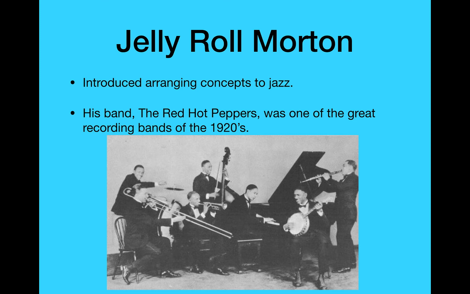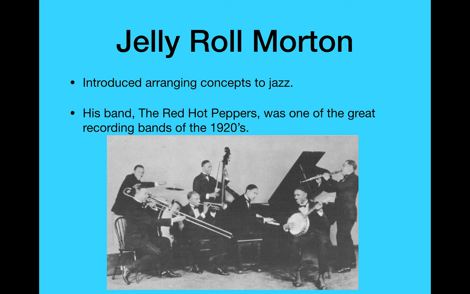Jelly Roll Morton introduced arranging concepts to jazz. Well, what does that mean? In the 1920s, he put together a band called the Red Hot Peppers. It was one of the great jazz bands of the 1920s, and it was solely a studio band. He just got the best New Orleans musicians and gathered them into the New York recording studios that were recording jazz at the time. And what he said was, I have composed my own pieces, and I want them to be done this way.